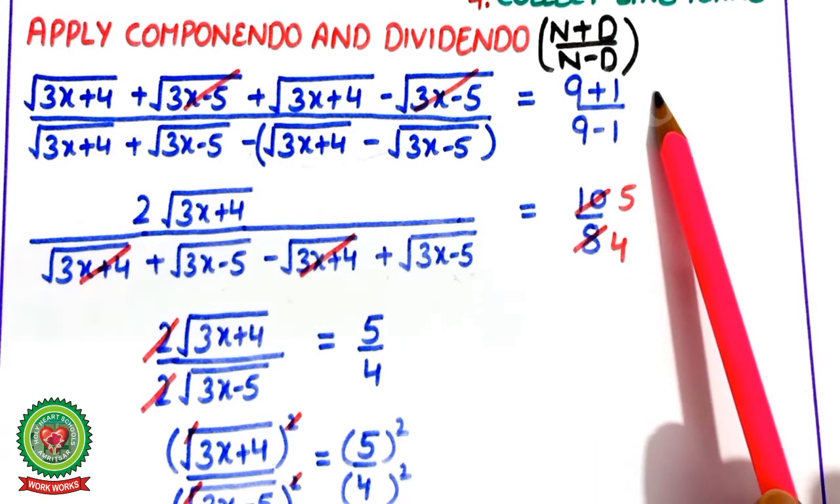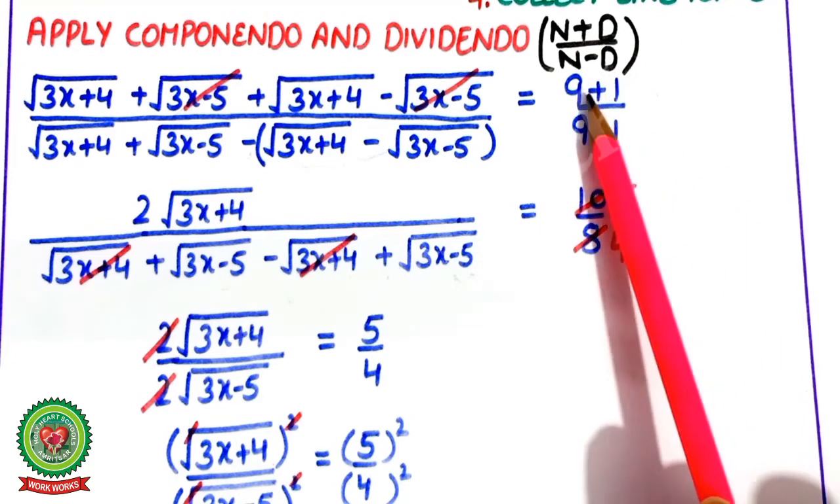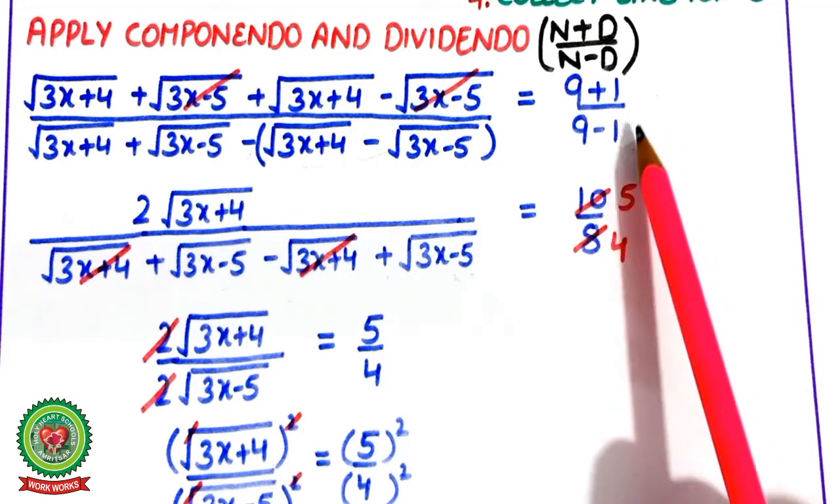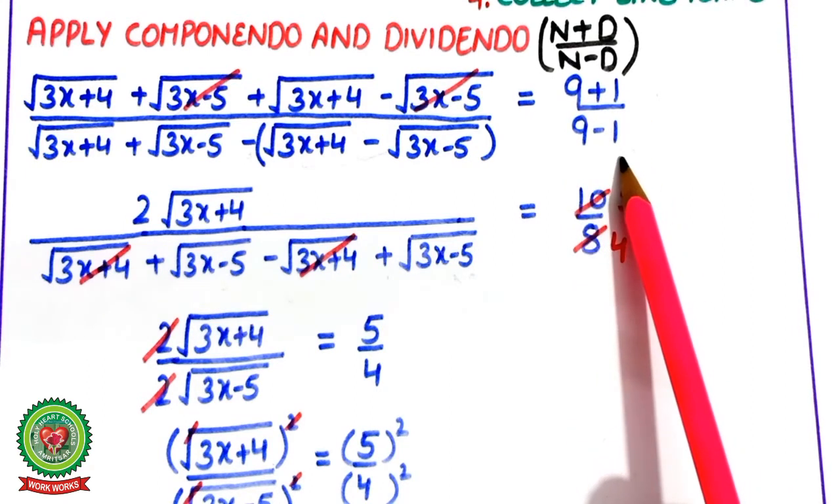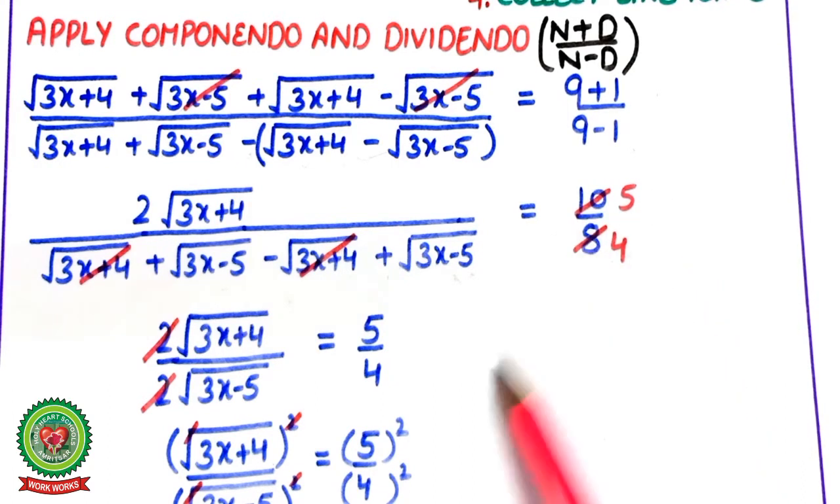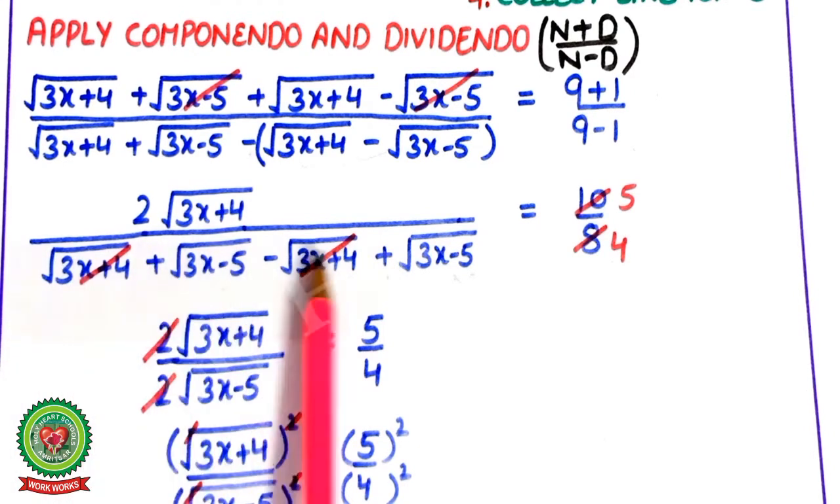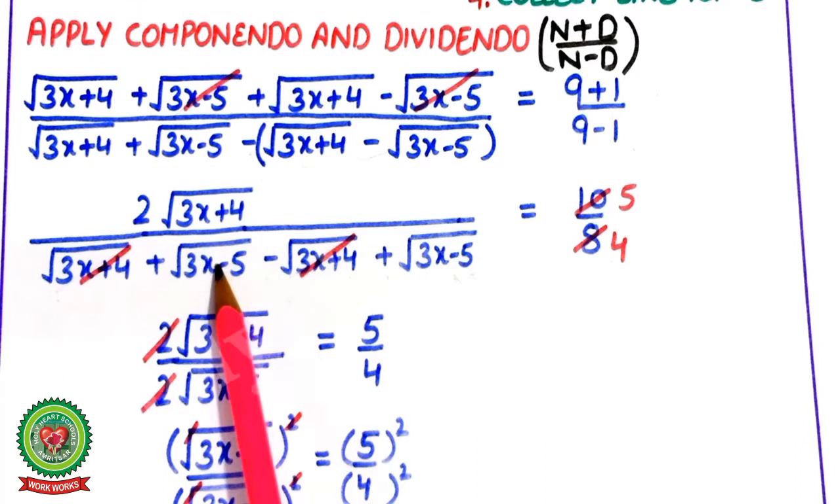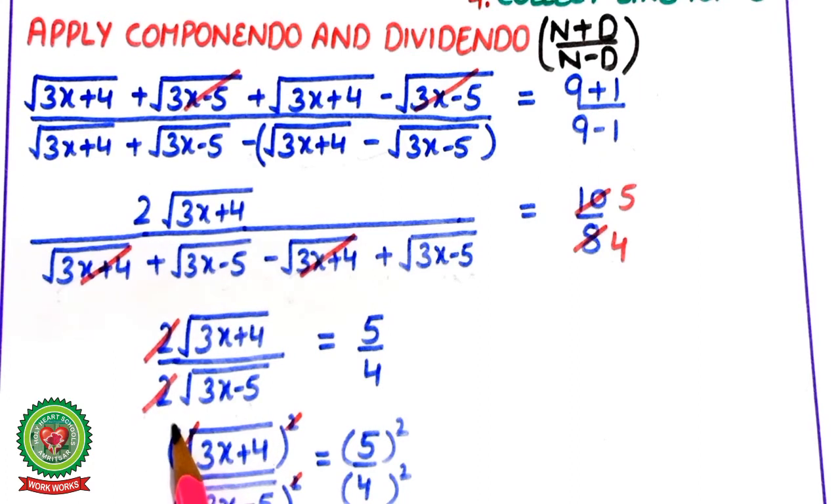And on the right hand side, the numerator is 9 and the denominator is 1. So numerator plus denominator upon numerator minus denominator: after filling the values in the formula, 9 plus 1 upon 9 minus 1 equals 10 upon 8, and after cancelling, the value is 5 upon 4. Now in the next step, 3x plus 4 and 3x plus 4 are the same and the signs are opposite, so these values are cancelled. Now 2 times under root 3x minus 5 will come. The 2 in the numerator and denominator is the same, so 2 is cancelled. After this, the left out value is square root of 3x plus 4 upon square root of 3x minus 5 equals 5 upon 4.